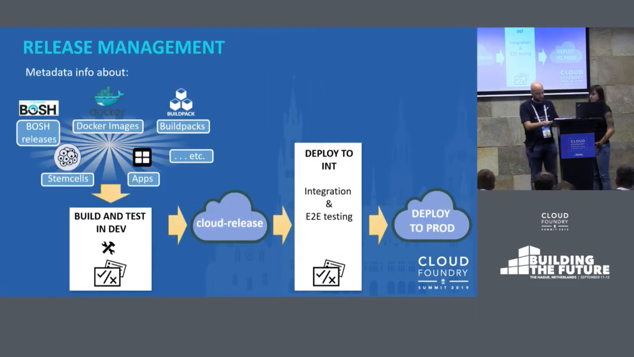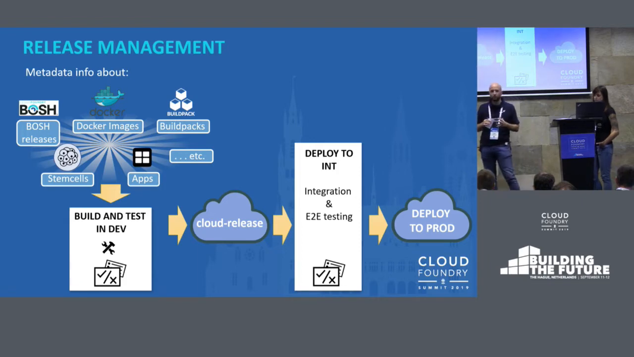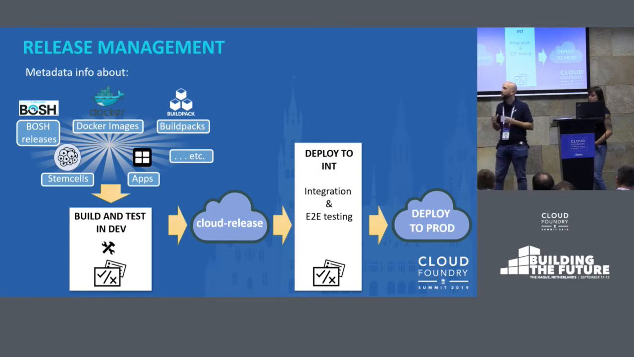Yeah, so another thing we learned pretty early on is that we need some kind of way to track releases and their versions. We needed a proper release management system. And what we did is we invented what we call cloud releases. You can think of it as a metadata repository which tracks all these different artifacts like BOSH releases and their versions, Docker images, stem cells, build packs, anything, you name it.